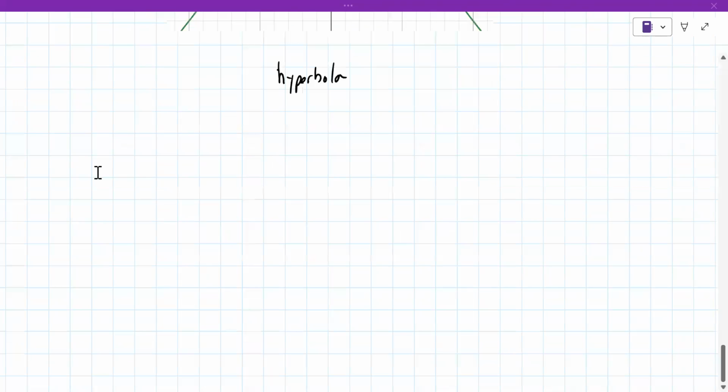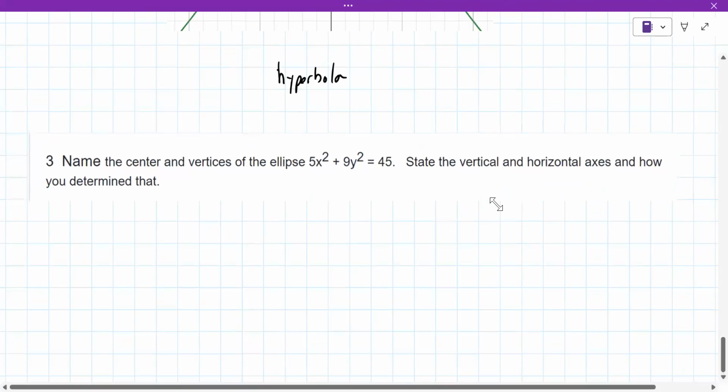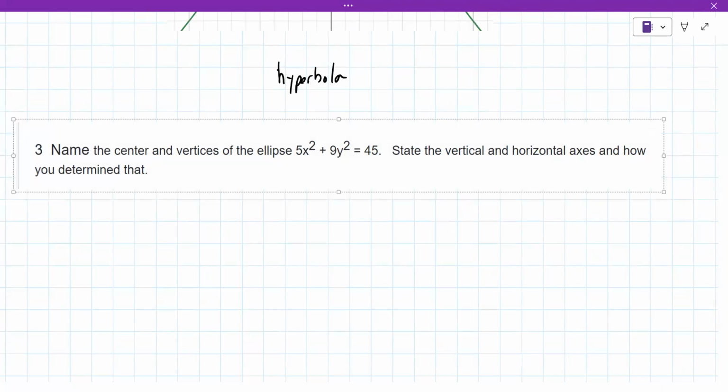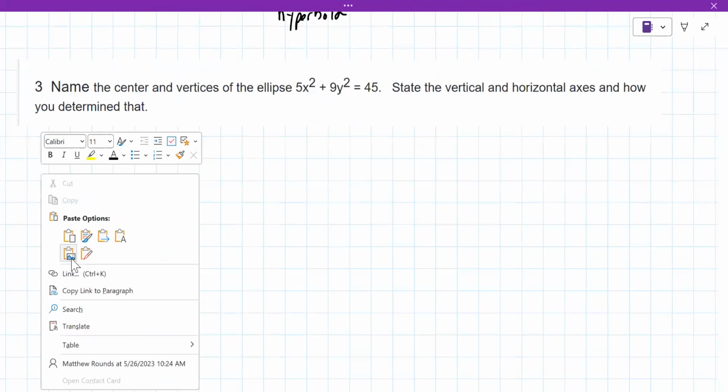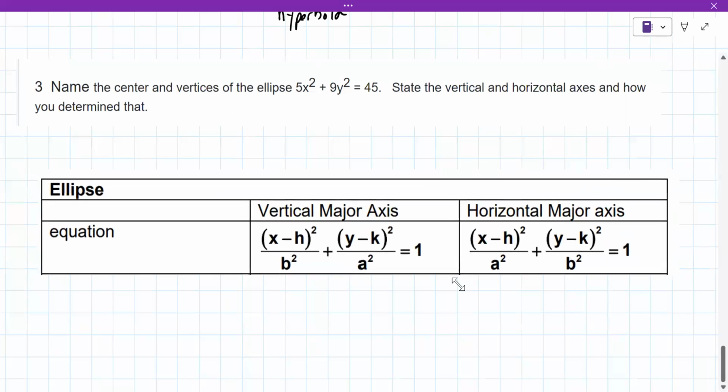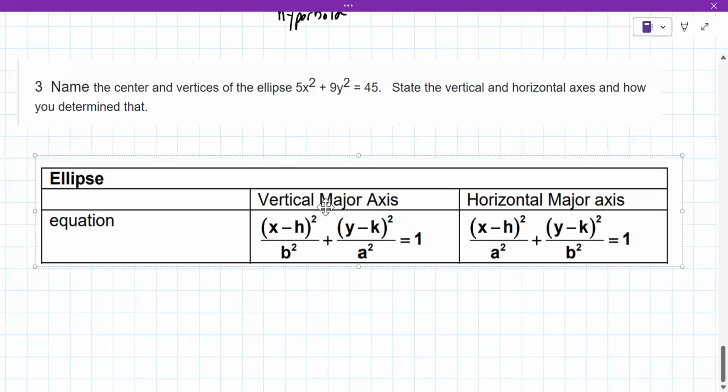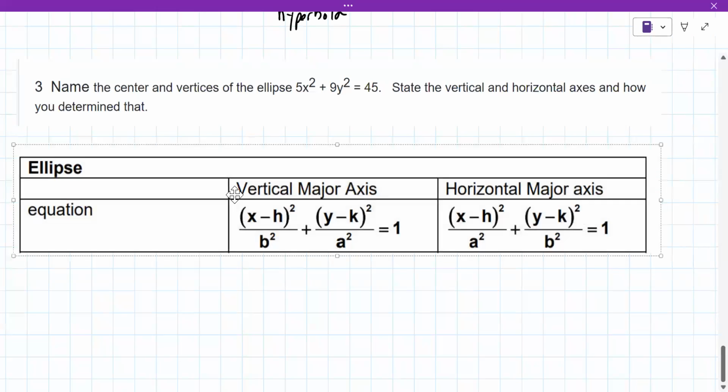So, number 3. All right. Name the center and the vertices of the ellipse. I sent you that reference sheet, and the typical math course will cover 1 day circles, 1 day parabolas, 1 day ellipses, 1 day hyperbolas, and we're doing it all in like 15 minutes. So this is way too fast to ever learn this, but it is the case here.